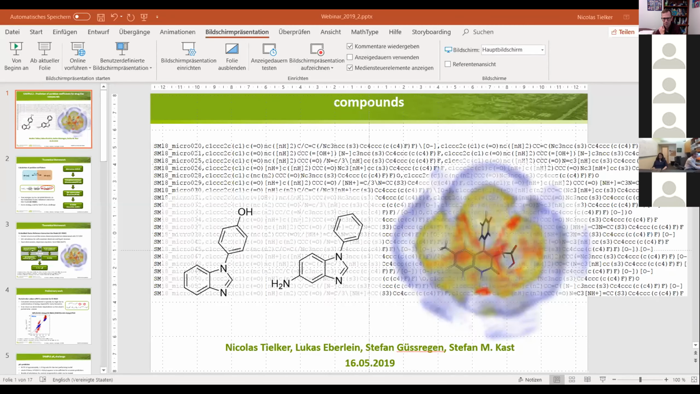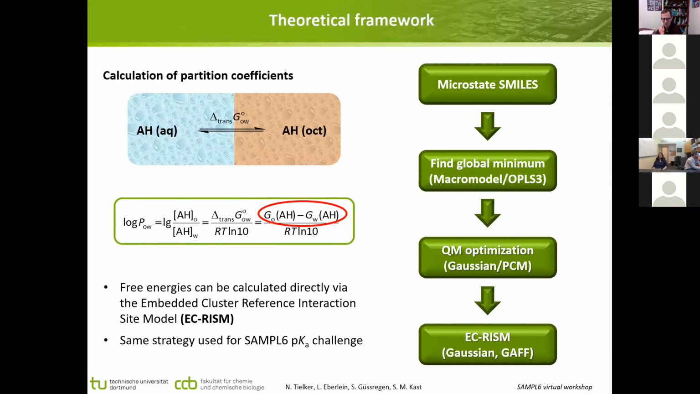Okay, so I think we're ready to go on to Nicholas in Stefan Kast's group. Okay, so does the audio work? Yes. Okay, that's good. Then I'll try. Yeah, we can see that. I'll try and open it. So this works? Yes. Very good.